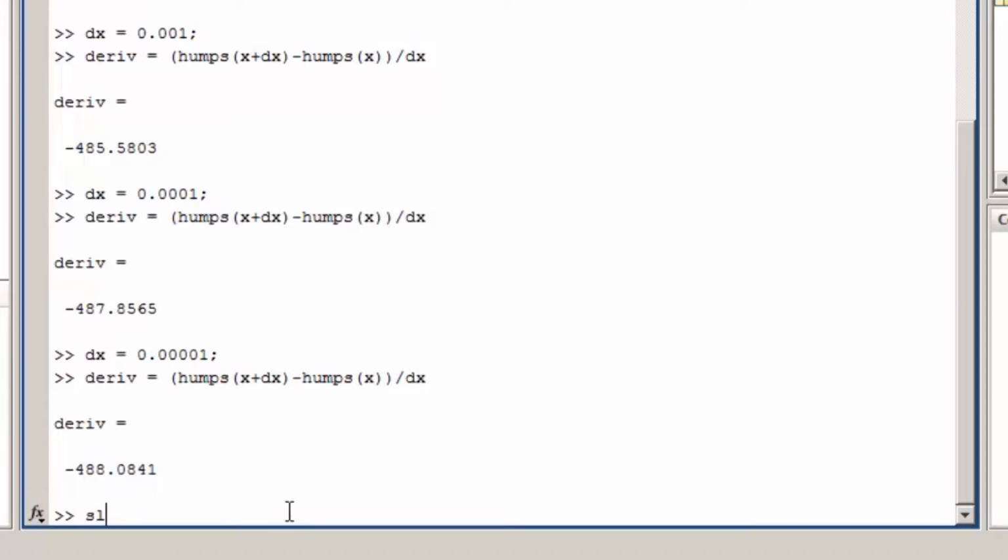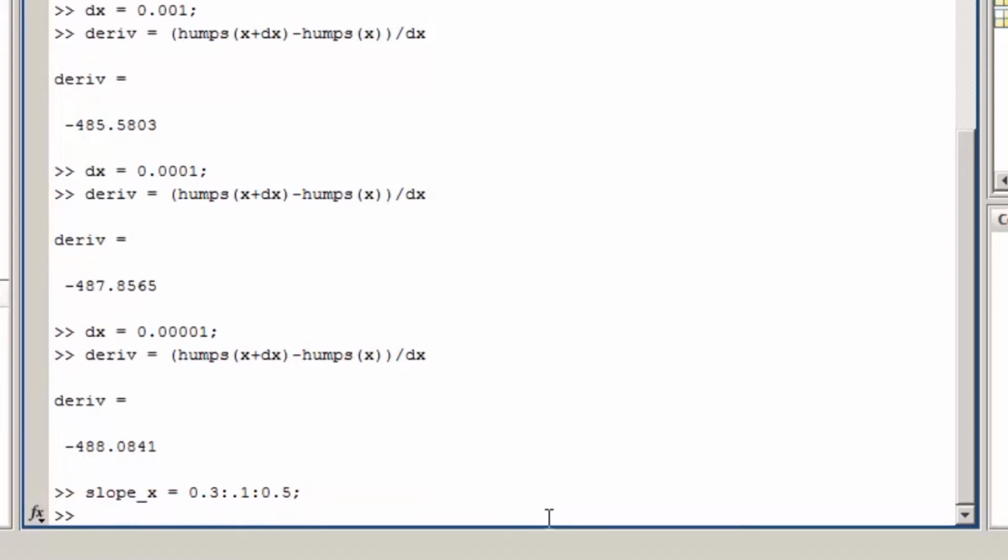I'll set up a new set of x points in the region of x equals 0.4. So, my x points for the slope start at 0.3, increment by 0.1 to 0.5. I can use a large increment because this is a straight line. Now calculate the line passing through x equals 0.4 and with a slope given by the derivative that I calculated. So it's going to be the value of the Hump's function at x plus the derivative, which is the slope, times the x values in slope underscore x minus the x value 0.4.